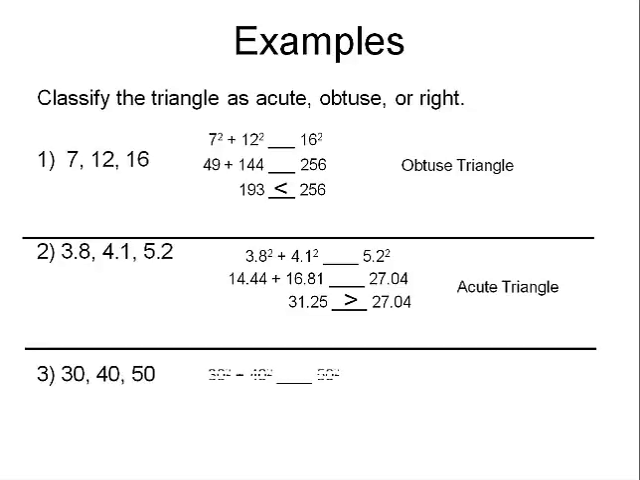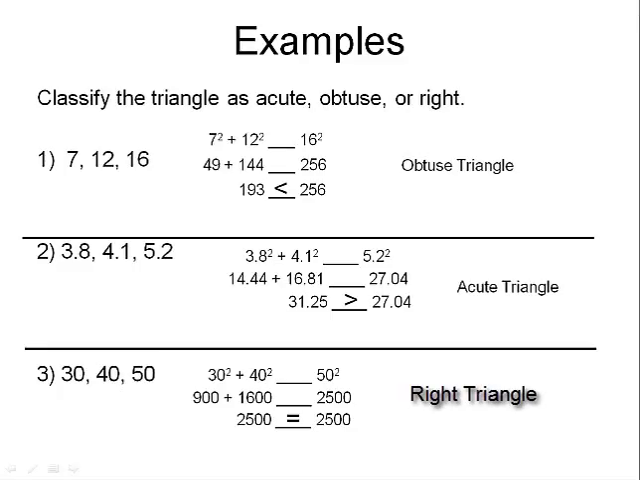Okay, the last one. Remember, C is going to be 50 because that's our longest length. That means 30 and 40 are A and B. If we work this through, we get 900 plus 1600, and on the right side we have 2500. When we add it, we see that both sides are equal. And because both sides are equal, that means that we have a right triangle.